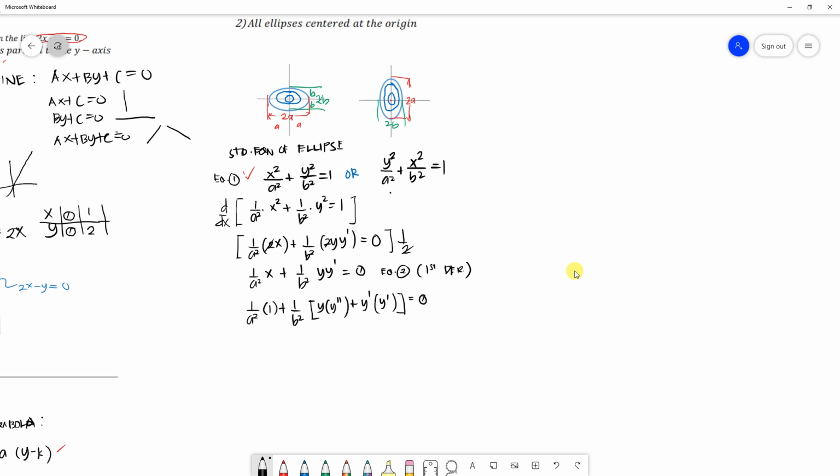Equals to 0. So, simplifying this term, our equation, we have 1 over a squared plus 1 over b squared times y double prime plus y prime quantity squared equals to 0. So, this is our equation number 3. This is our second derivative.